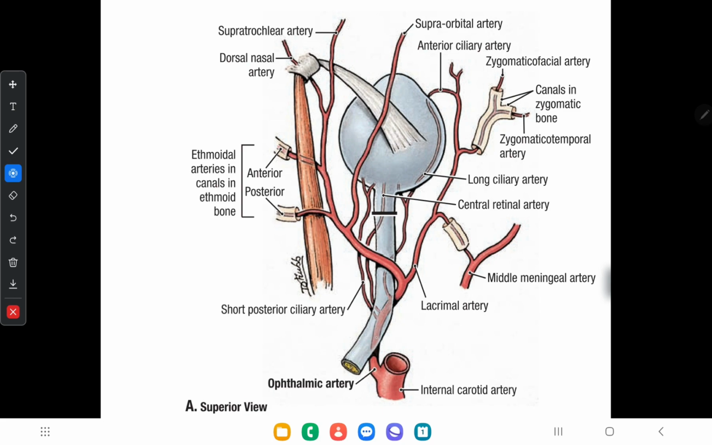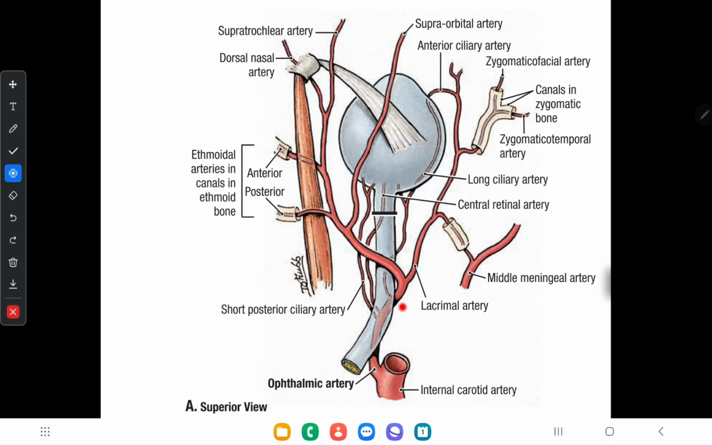From this picture you can see in the intracranial part how the branches of the ophthalmic artery enter into the optic nerve. This branch, the central retinal artery, is entering from the inferomedial aspect. You can see very well. This side is the lateral side and this is the medial side. This is the internal carotid artery, and a branch of the internal carotid artery is the ophthalmic artery. The central retinal artery is a branch of the ophthalmic artery.